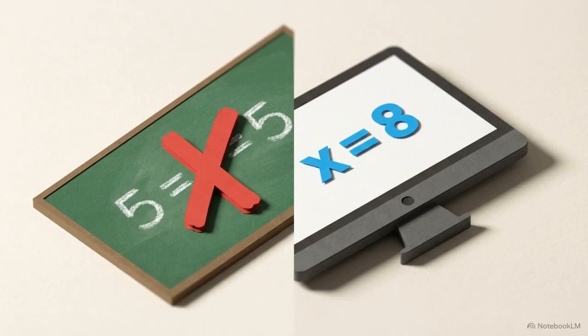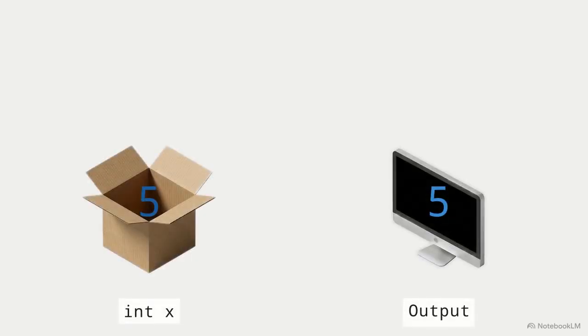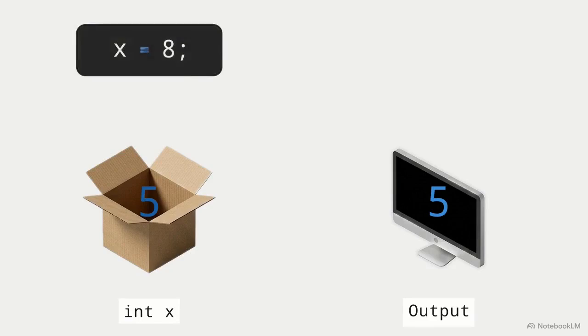To understand how these boxes change, we have to look at the equal sign differently than we did in math class. If we write x equals 8 later in our code, we are instructing the computer to change the box's contents. This is overwriting. When you put a new value in, the old one is permanently erased.